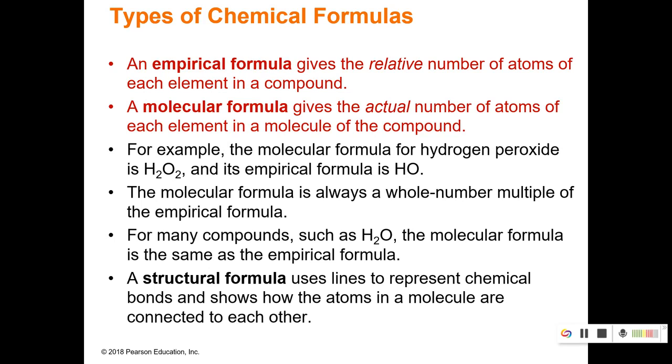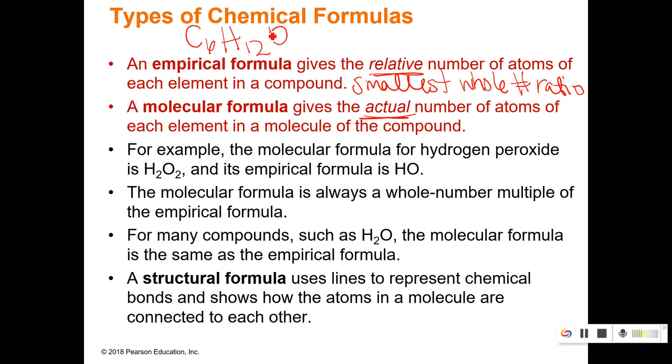Okay, the empirical formula is going to give us the relative number. And when it says relative number, this means smallest whole number ratio. Okay, so this is going to be the most reduced of the subscripts. A molecular formula is going to give us the actual number of atoms. So in reality, they're given an H2O2 example, but I think glucose is better. Okay, so glucose is C6H12O6. That is a molecular formula because that's how we find glucose in nature.